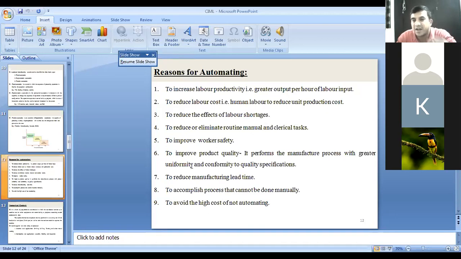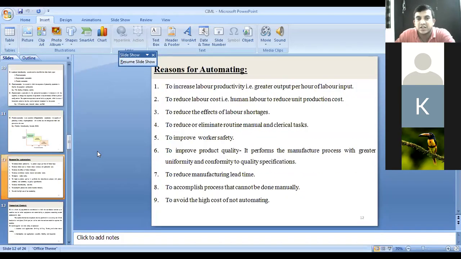Wherever intervention is difficult, you go for automation. The main thing is to increase the production rate, improve the product quality, and reduce the labor cost. Fourth, wherever human intervention is not possible during manufacturing, there you can use automation, right?